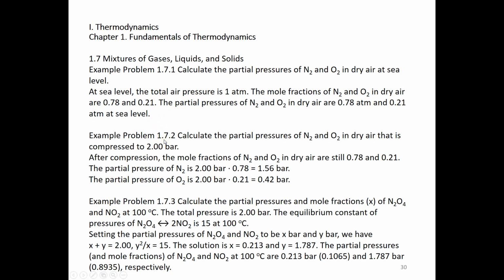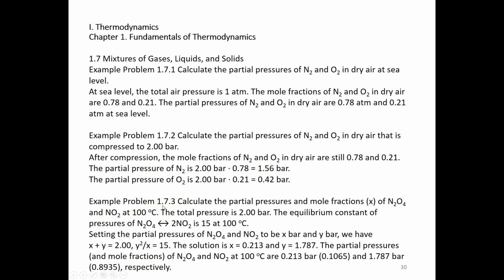Example problem 1.7.2. Calculate the partial pressures of nitrogen and oxygen in dry air that's compressed to 2 bars. Once it's compressed to 2 bars, we have an increase of the partial pressure for both gases. And we can still calculate the partial pressure by using the total pressure multiplied by the mole fraction. The total pressure is 2 bars. The mole fraction of nitrogen is 0.78. After the multiplication, we get the partial pressure for nitrogen, which is 1.56 bars. Similarly, we can calculate the partial pressure for oxygen.